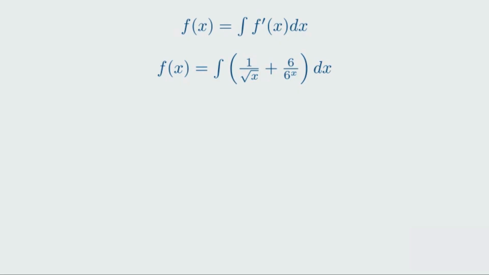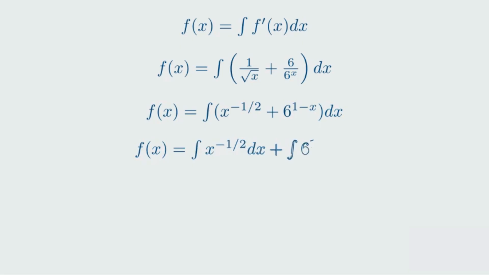Before we can integrate, it's a good idea to rewrite our terms using exponents and to separate the integral into two parts, which is a property of integrals. The square root of x is x to the power of 1/2. In the denominator, it becomes x to the power of negative 1/2. The term 6 over 6 to the x can be written as 6 times 6 to the negative x, or simply 6 to the power of 1 minus x. We can now integrate each term separately. This gives us the integral of x to the negative 1/2 dx, plus the integral of 6 to the 1 minus x dx.